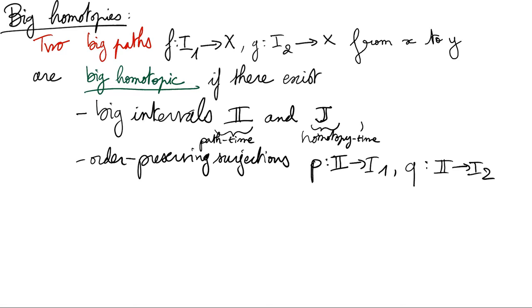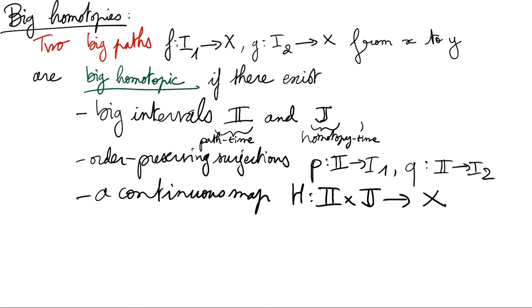We need two order preserving surjections from I double bar to the big intervals I1 and I2, in order to relate the path time of the homotopy to the respective times of the paths f and g. Finally, we need a continuous map H, the big homotopy itself, from the Cartesian product of I double bar and J double bar to X. That big homotopy must satisfy the following.